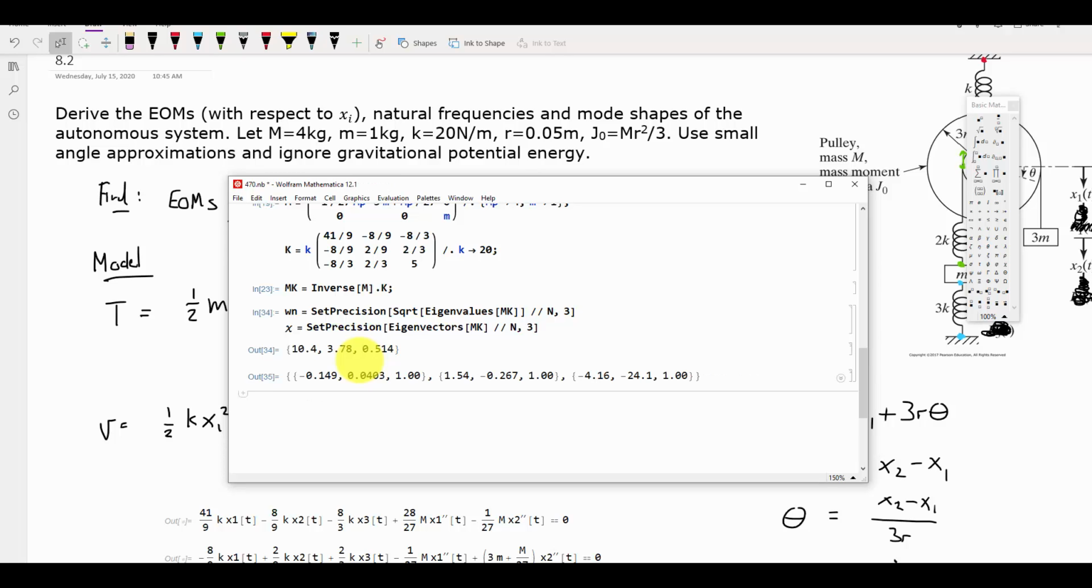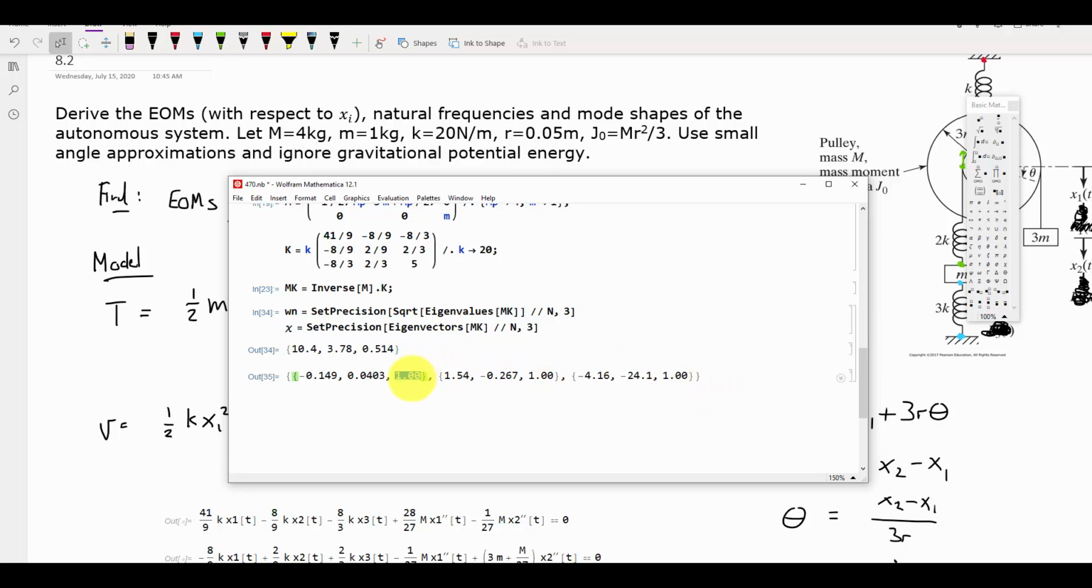All right, so more importantly at the moment, let's look at the natural frequencies. It's putting it in actually descending order. It found the natural frequencies of this system with these parameter values to be 0.514 radians per second, 3.78, and 10.4. And that found the 3 mode shapes.